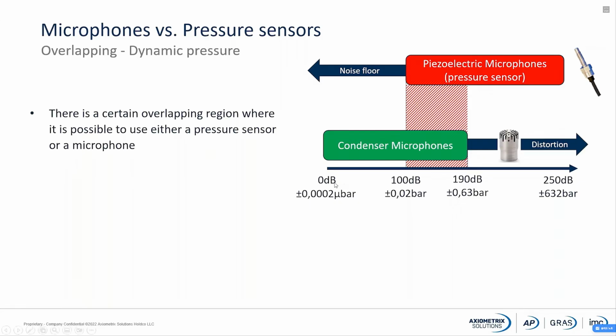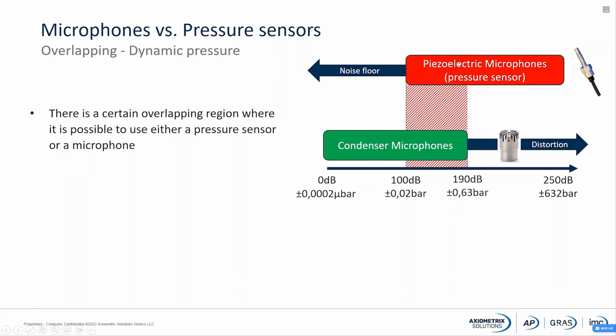So just for your information, if we are measuring something that is 0 dB, that means that you have a pressure variation on top of the atmospheric pressure with 0.0002 microbar, which is extremely small variations in the pressure. And if you take 190 decibel, that is a difference of plus minus 0.63 bar. So you can see it is really some very small, tiny fluctuation in the pressure that we can measure with a condenser microphone.